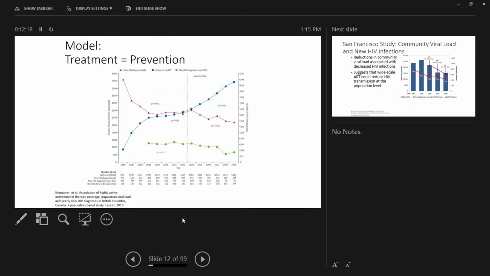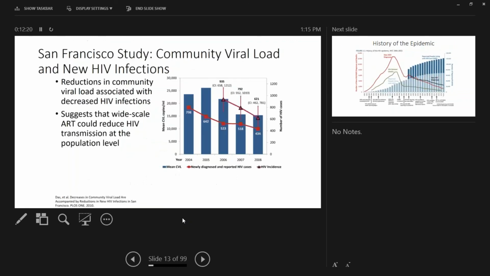Going to the west coast of the United States, we look at San Francisco, and they show very similar data. The blue bars demonstrated on the graph you see represent a measure called community viral load. In effect, for this conversation, that represents how much viremic HIV there is in the community. As these blue bars go down, both those red lines representing new diagnoses and incident HIV infections decrease, demonstrating again the power of viral suppression in a jurisdiction to end HIV.